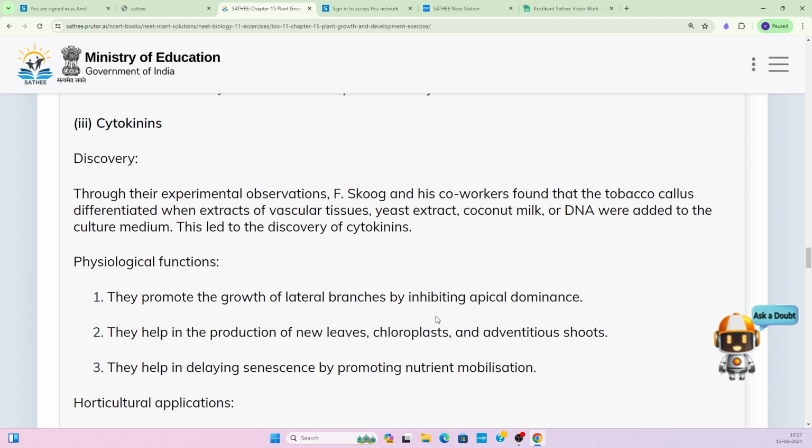Next hormone is the cytokinins. Its discovery came through experimental observation. F. Skoog and his co-workers found that the tobacco callus differentiates when extract of the vascular tissue, yeast extract, coconut milk or DNA were added to the culture medium. So if you add these things to the culture medium, you can see the callus forming. So this led to the discovery of cytokinin, because these things promote the active division of the cells.